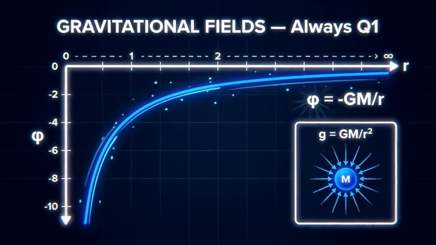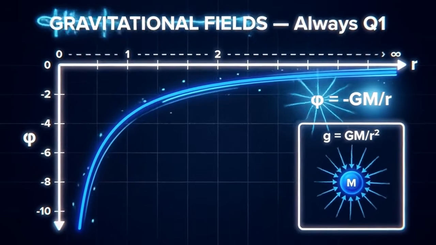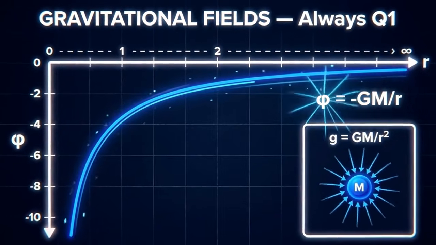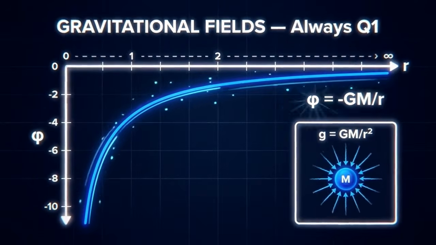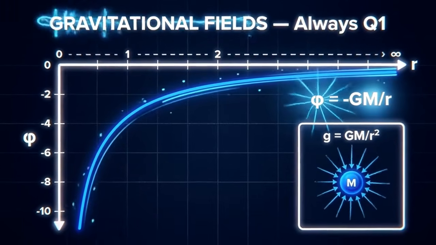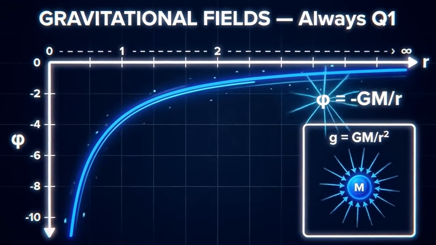Third, orbital speed and escape velocity. Orbital speed is the square root of GM over r. Escape velocity is the square root of 2GM over r, exactly root 2 times the orbital speed. Know why? Escape velocity comes from setting kinetic energy equal to gravitational potential energy at infinity.